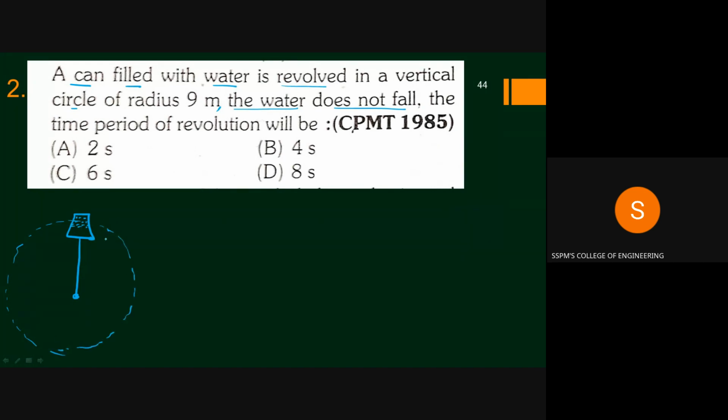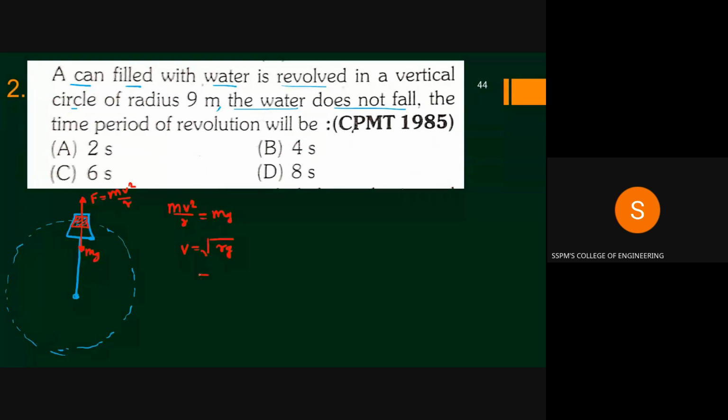Okay, and if the water does not fall down, the meaning is the weight of the water. So if this is the water, its weight will act in the downward direction. So this is the mg. This weight must be completely balanced by the outward force, that is the centrifugal force. So it is mv square upon r. Only in this condition, if the forces are balanced, that is mv square upon r equal to the mg, then water will not fall down. So if you simplify this, you will get the answer v is equal to square root rg.